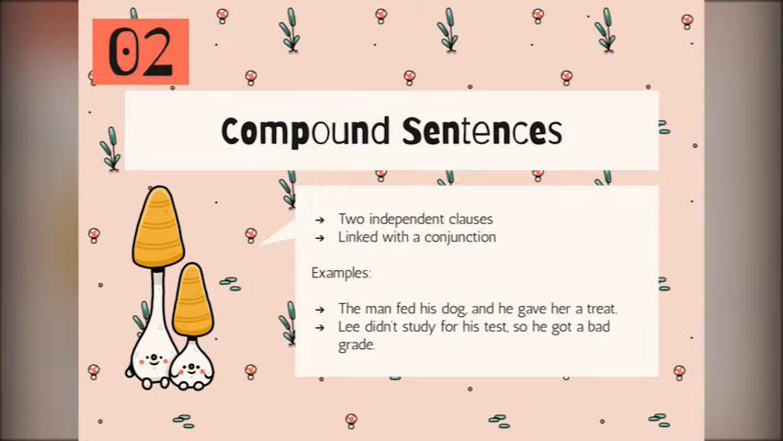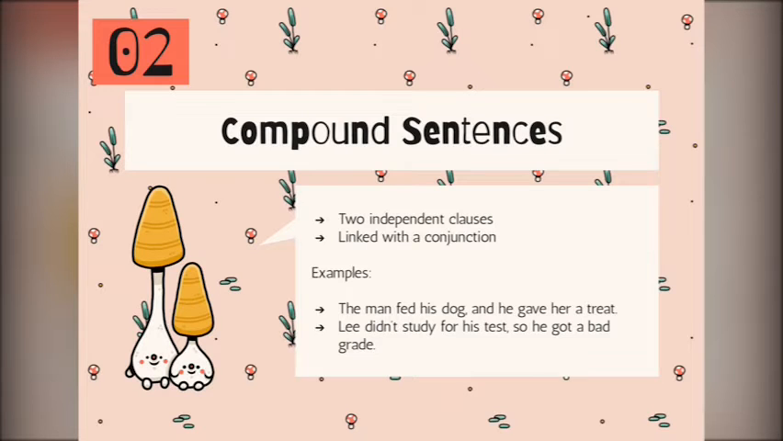Now we have compound sentences. They're made up of two independent clauses, and since they have to be linked with something, they're linked with a conjunction, usually a coordinating conjunction. So our examples for this one are the man fed his dog and he gave her a treat, and Lee didn't study for his test, so he got a bad grade.